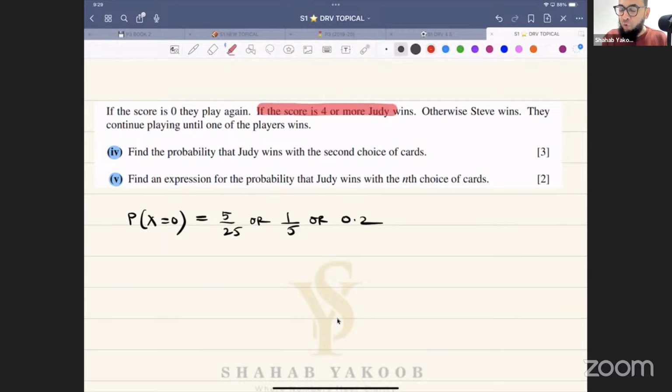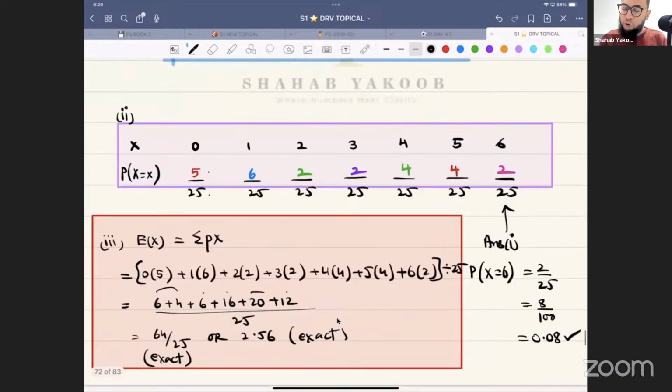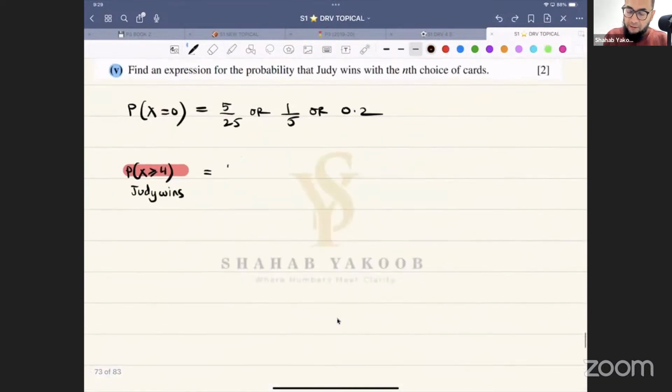If the score is 4 or more, let me highlight this. If the score is 4 or more, Judy wins. So probability X is greater than or equal to 4, that is Judy wins. Now let me focus on what's the score of 4 or more. So that is this and this and this, which is 4 plus 4 plus 2. 4 plus 4 plus 2, that is 10. So this is 4 plus 4 plus 2 over 25, which is 10 over 25, which comes out to be 2 over 5, which comes out to be 0.4.